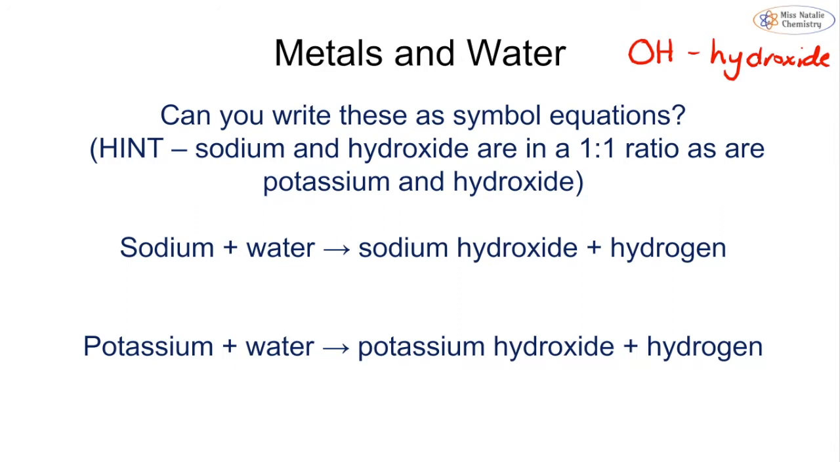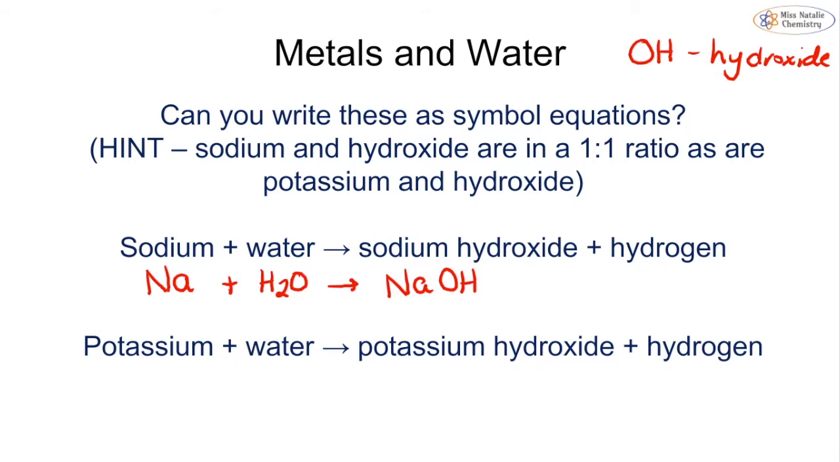So let's try and write out a symbol equation. Well, sodium, using our periodic table, has the symbol Na. We do a plus sign. And then water, you should know, is H2O. We have our arrow. And then the sodium hydroxide is going to be Na and the OH next to each other.